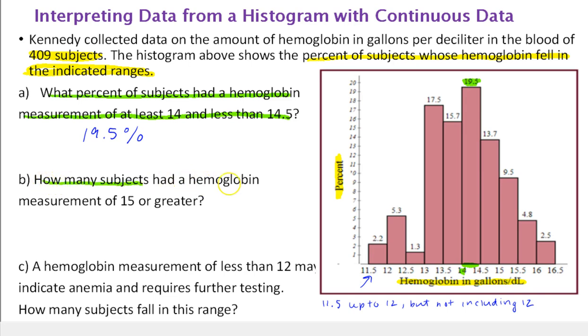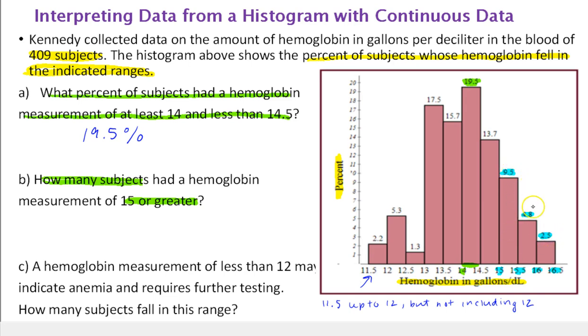How many subjects had a hemoglobin measurement of 15 or greater? I'm noticing two things. We want how many subjects. This is a percent, so we're going to need to convert that percent to subjects using this value. And also 15 or greater. So looking over here, let's change colors. How about blue? So 15 starts right here. 15 or greater would be 15 to all the values up to 15.5, including it. So basically these 1, 2, 3 bars in these 3 intervals. 15 to 15.5 is 9.5, 15.5 to 16 is 4.8, and 16 to 16.5 is 2.5.